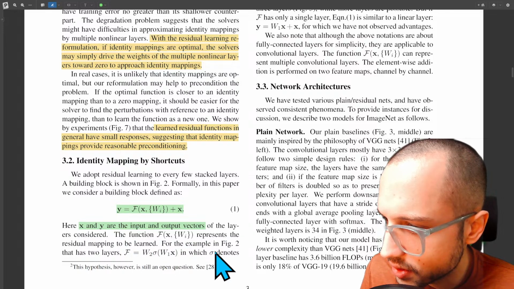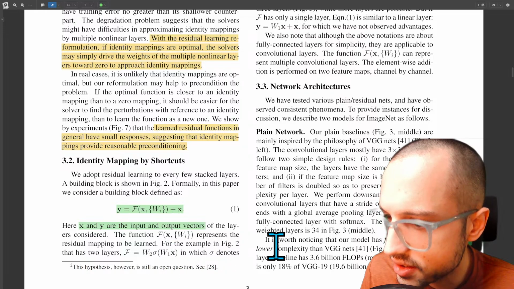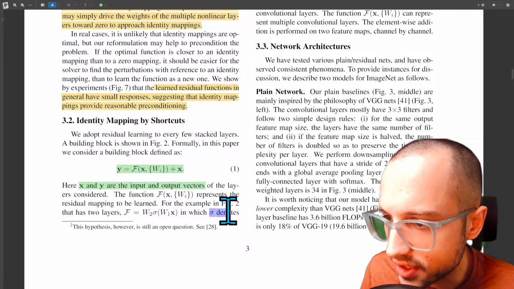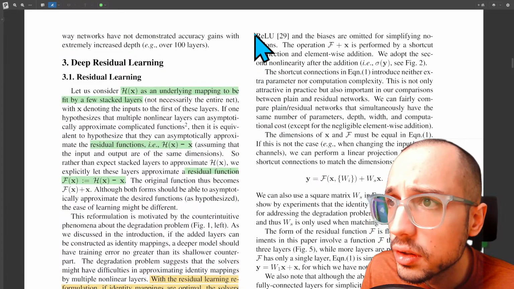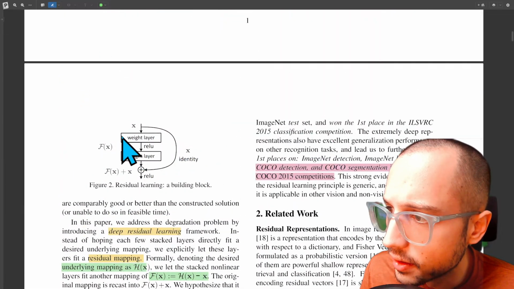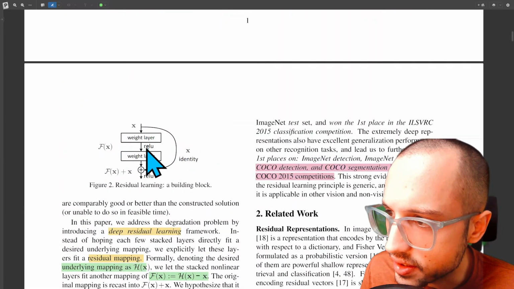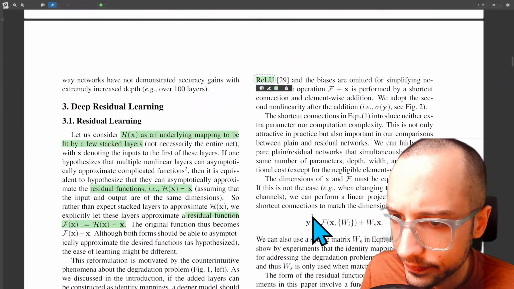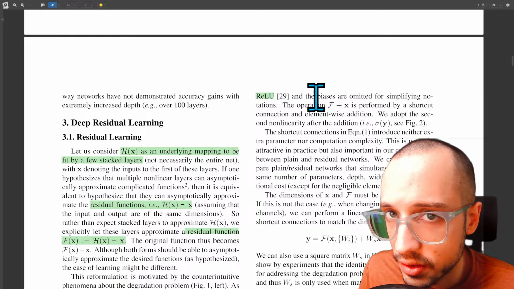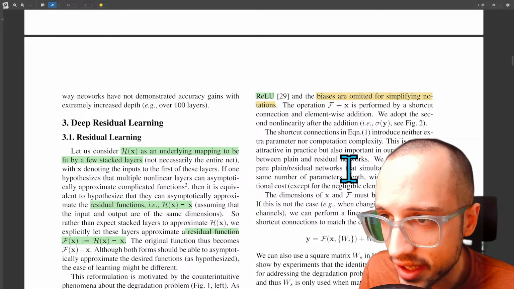There's two layers here, F = W2 σ(W1 x). Sigma denotes the ReLU, so sigma is the activation function here. This is W1, this is going to be sigma, the ReLU, and then W2 is the second weight layer. The biases are omitted for simplifying notations, so no biases here, just weights.